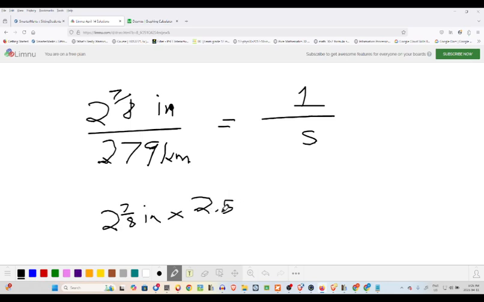So 2 7/8 inches times 2.54 centimeters per inch. So 2 7/8, let's go to 2.54. So the distance on the map is 7.3025 centimeters.